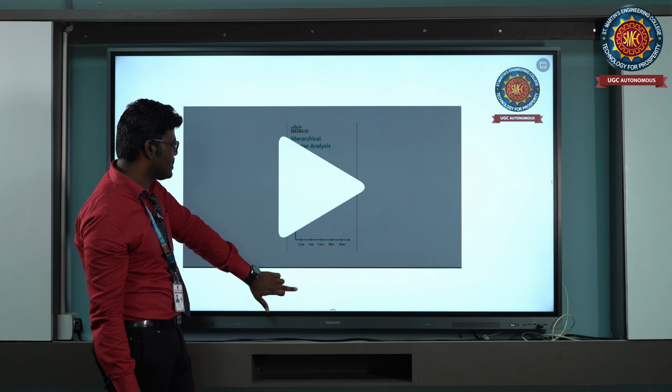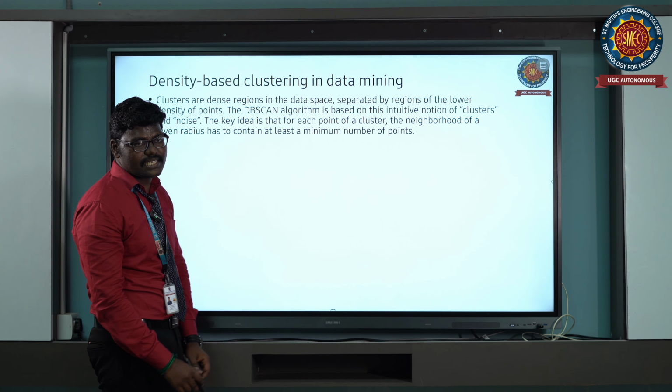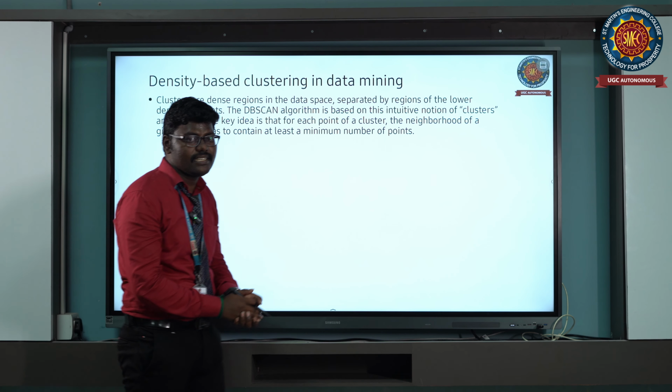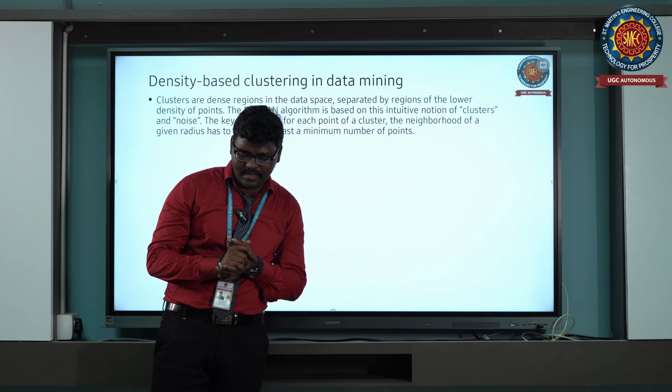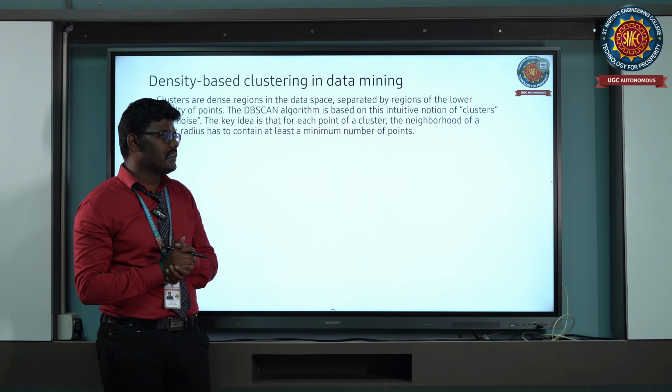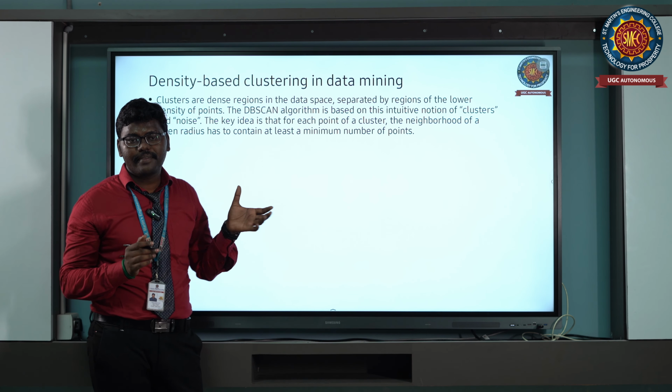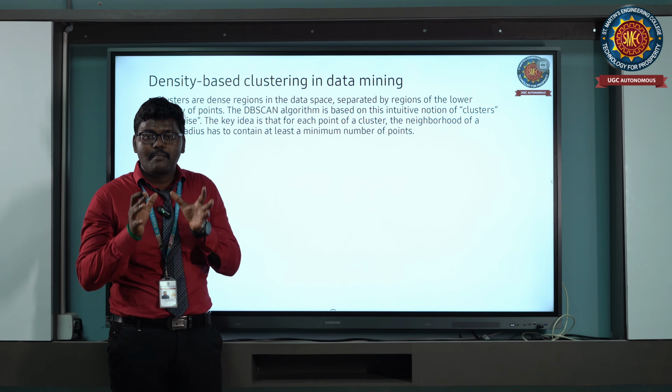Next we see density based clustering in data mining. First of all, what is density? It is nothing but mass by volume. So some data points are located in massive volumes.